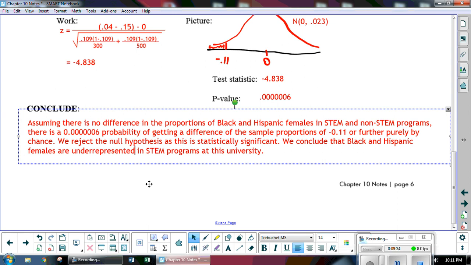In STEM programs at this university. Sorry, I digress. So again, you're making the assumption, you're going to state the null hypothesis: nothing's different between the two. This is the probability that what we saw could happen given the null hypothesis, given the original statement. Then we say we reject or we fail to reject, and because of that we conclude that Black and Hispanic females are underrepresented, etc.